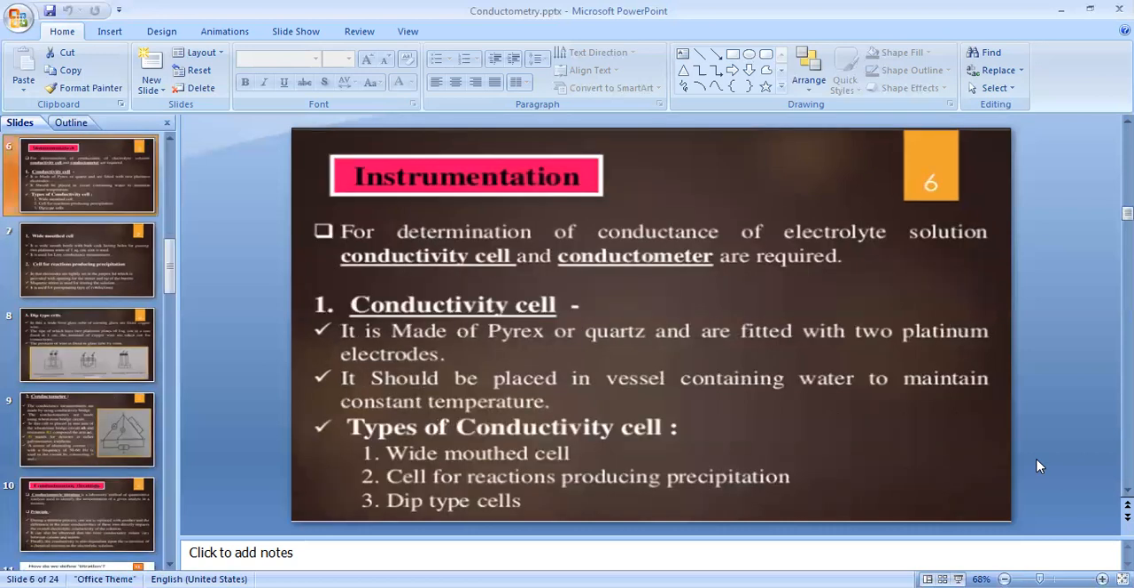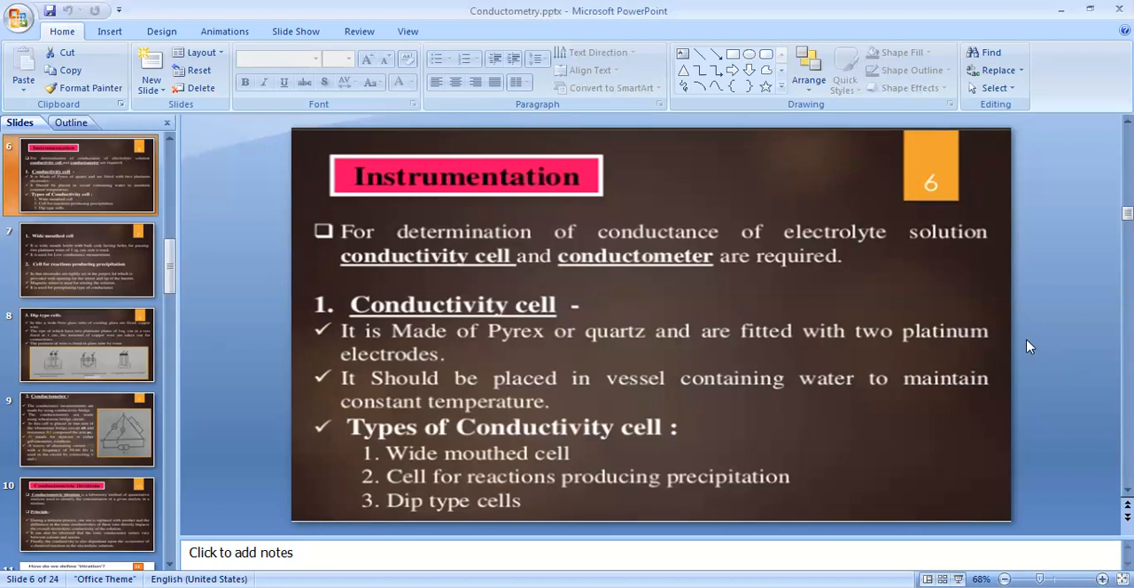So next is the instrumentation of the conductometer. For determining the conductance of the electrolyte solution, the instrument is categorized into the conductivity cell and the conductometer. Depending upon the nature of the analyte, this conductivity cell is further categorized into three types, that is wide mouth cell, cell for reaction producing precipitates, and dip type cells.